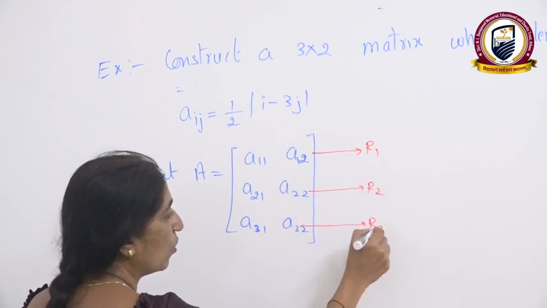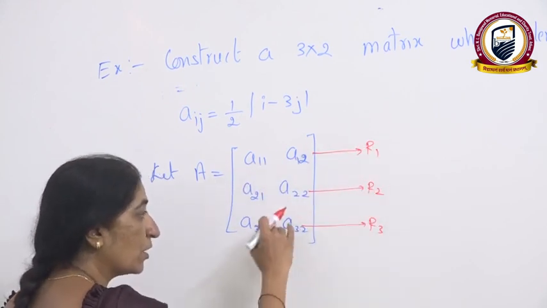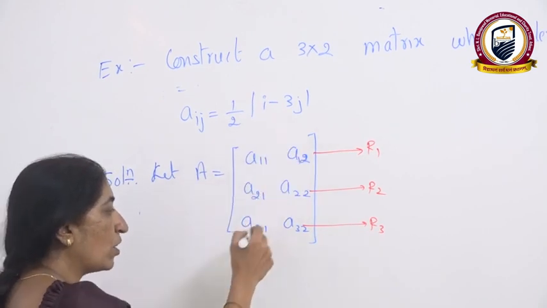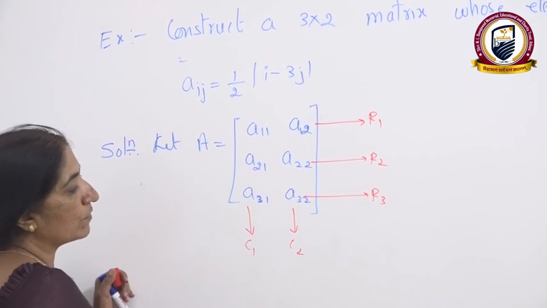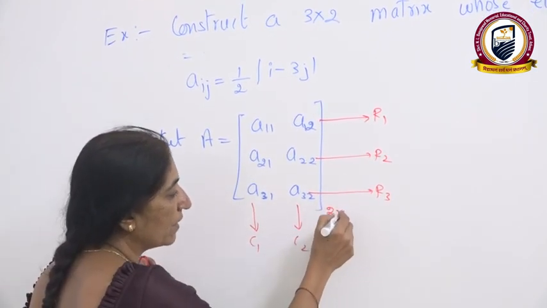See, is it 3 rows or what? Yes, it is 3 rows. And see how many columns? 2 columns. So it is 3 by 2.